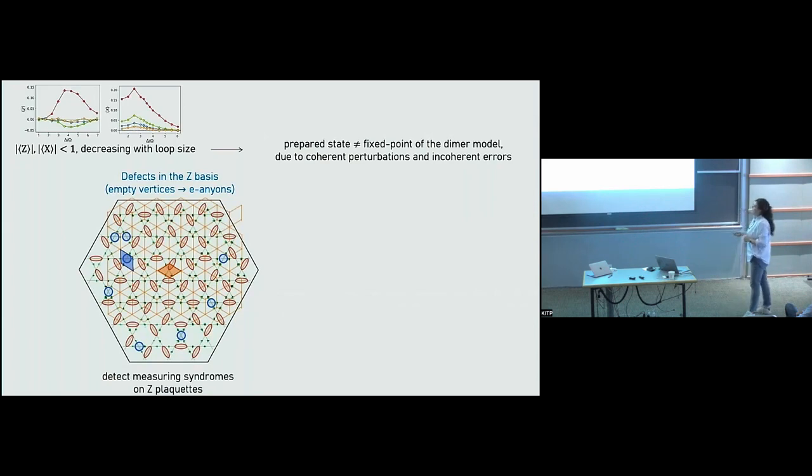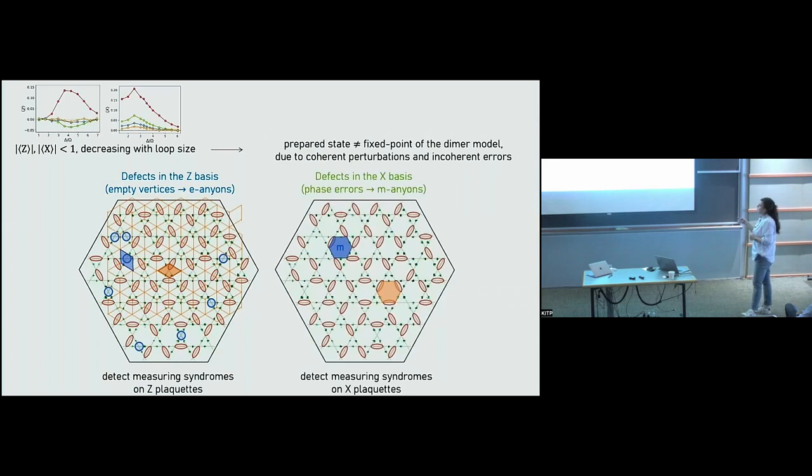In this case, the Z plaquettes are defined as these diamonds that enclose a single vertex. Similarly, in the X basis, we have these phase errors that correspond to M-anyons. We cannot detect them as obviously because when we do measurements, we do them in the Z basis, but we can do that by applying this rotation that I showed you before. And in this case, the plaquettes correspond to these hexagons where the M-anyons and these phase errors live.